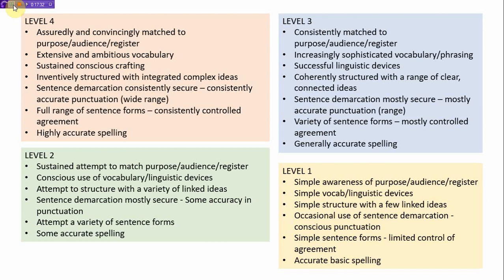So level 1, you can see simple awareness of register, simple language devices, simple structure. Level 2, a sustained attempt to match the purpose to the audience or the register, a conscious use of vocabulary. So really saying you've clearly tried to use some language for effect. Level 3, we're just seeing that to be more consistent. So it's the same points, but it's just about how consistently you are hitting these markers to really put those ideas together. And the same thing comes with spelling. Accurate basic spelling, some accurate spelling, genuinely accurate spelling, highly accurate spelling.